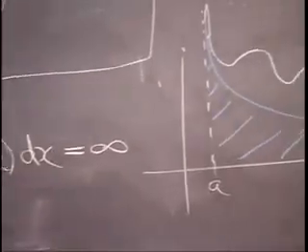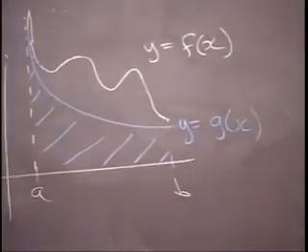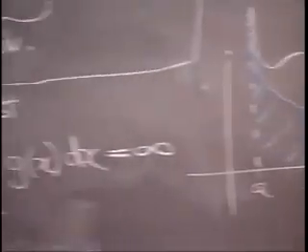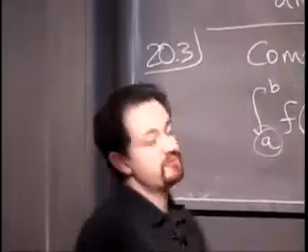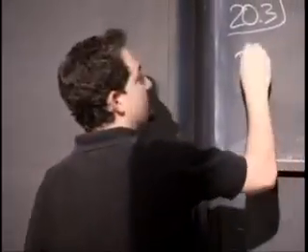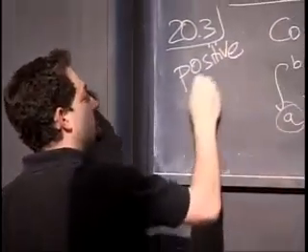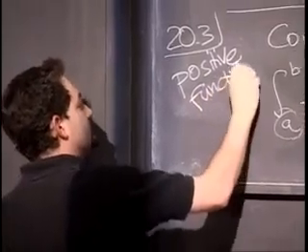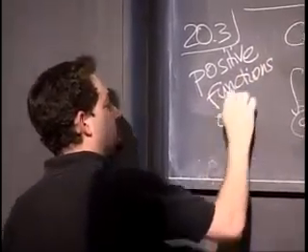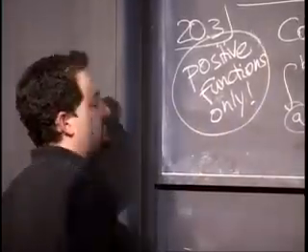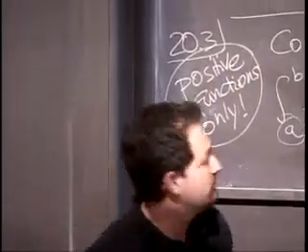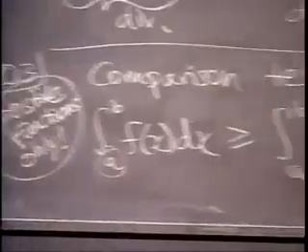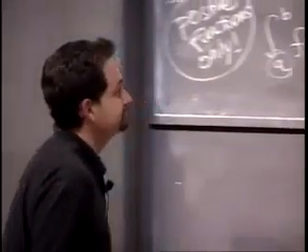This only makes sense if both the functions are positive. So forget about negative functions for the moment. All the functions we're going to consider within the comparison test and the next test, the limit comparison test, are all going to be positive. So I'm just going to say positive functions. They don't go beneath the x-axis, or at least not between a and b. They can do whatever they like outside a and b. It doesn't matter. We're only integrating from a to b.